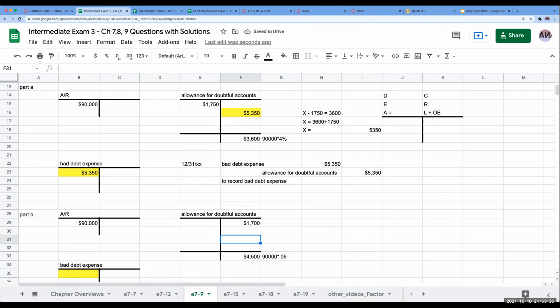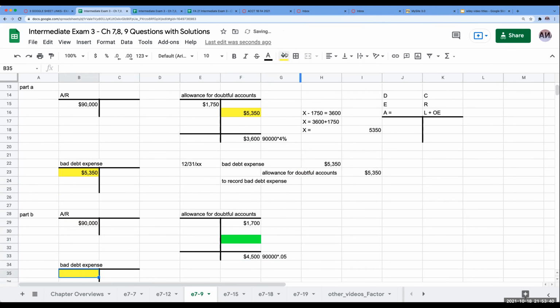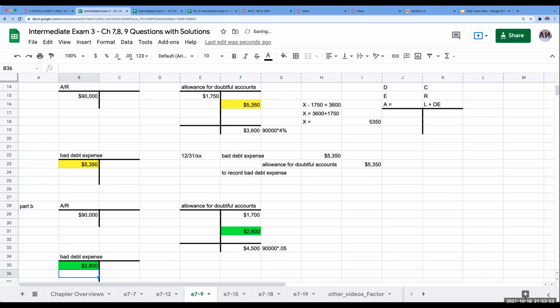So my new number here is going to be 90,000 times 5%, or $4,500. My adjustment for part B is, what do I have to do to get from 1,700 to 4,500? Well, I need $2,800. So I'm going to credit the allowance for doubtful accounts for $2,800, and debit bad debt expense.